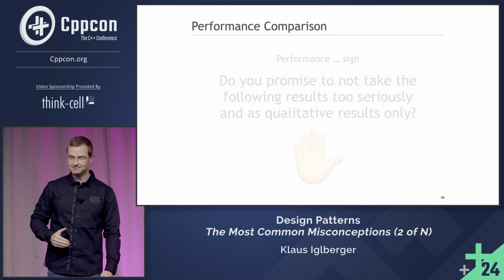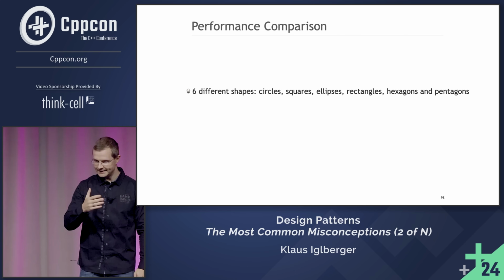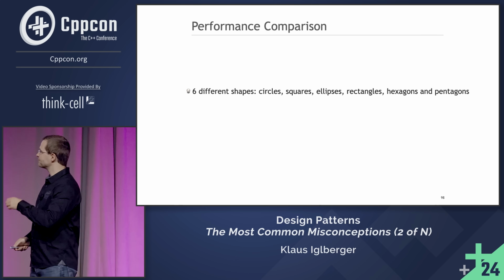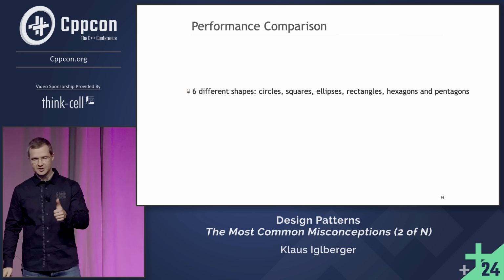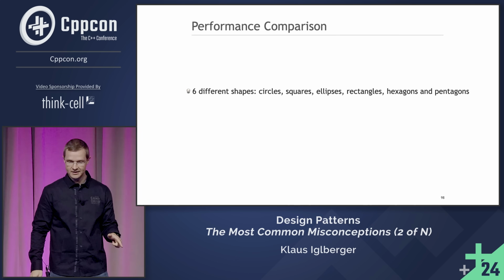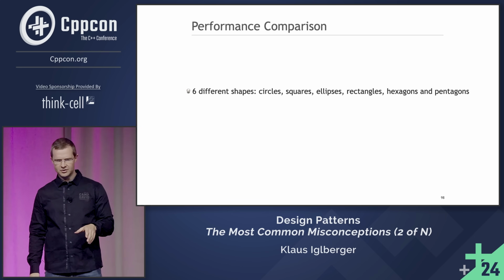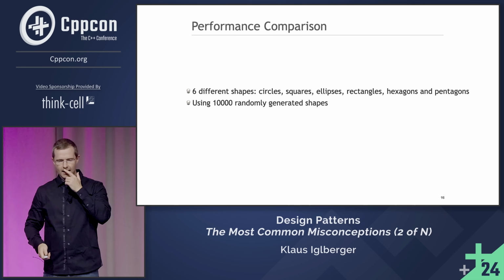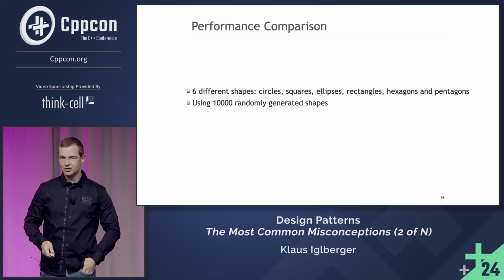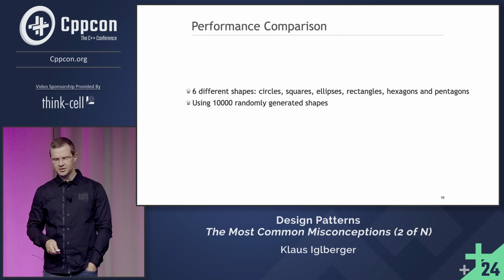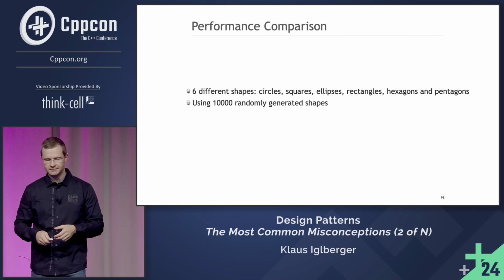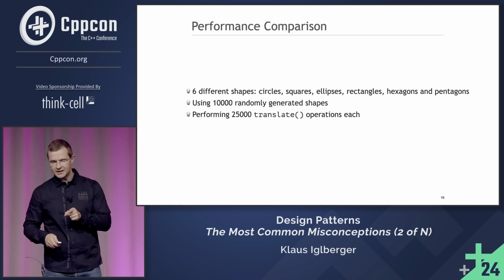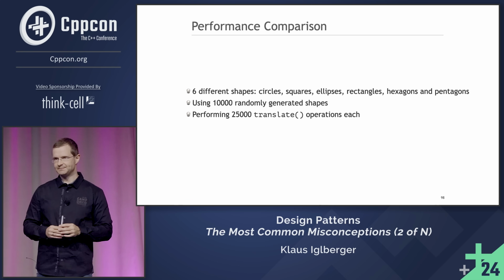Here are the performance results. My performance results. And I should say, indeed, this is just mine for a specific scenario. I have 6 different kinds of shapes: circles, squares, ellipses, rectangles, hexagons, and pentagons. And please do not believe that I took a lot of time to implement a full-fledged hexagon. It's an equal-sided hexagon only. I'm using 10,000 randomly generated shapes. Randomly generated is supposed to let the compiler not optimize too much. I want this to be realistic. And I'm doing 25,000 translate operations.